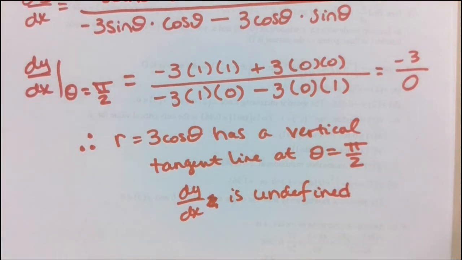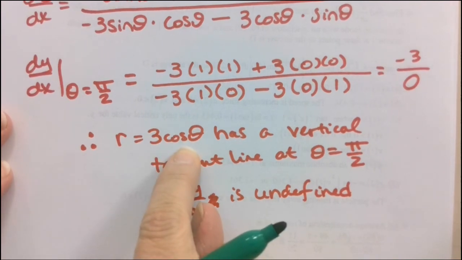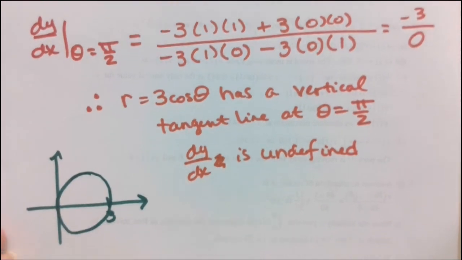If we had thought about the graph from the beginning, we could have predicted this. If you remember from our quick look at graphing in the previous video, r equal to 3 cosine theta is just a circle centered on the x-axis with a diameter of 3. So that circle, pretend that's round.